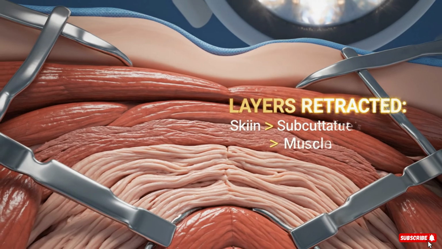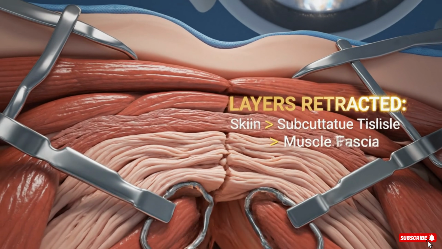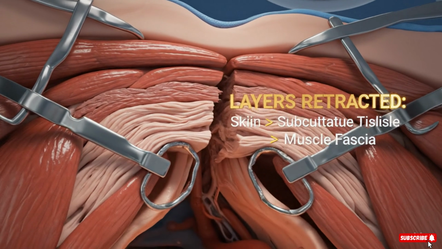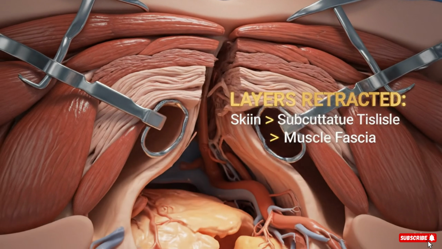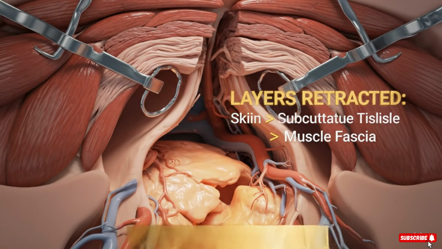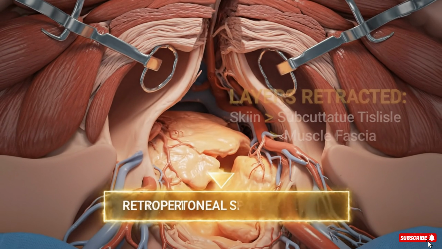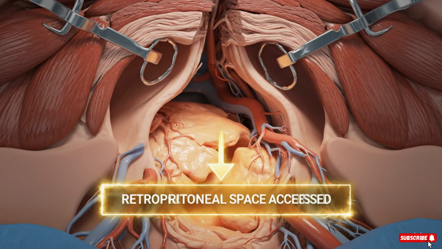After carefully retracting the muscle layers, the surgeon accesses the patient's major blood vessels, the external iliac artery and vein. Preparing these vessels is a critical step to ensure a healthy blood supply to the new organ.